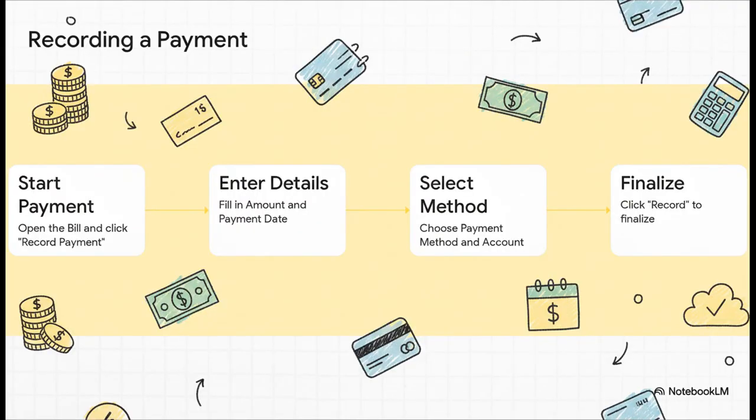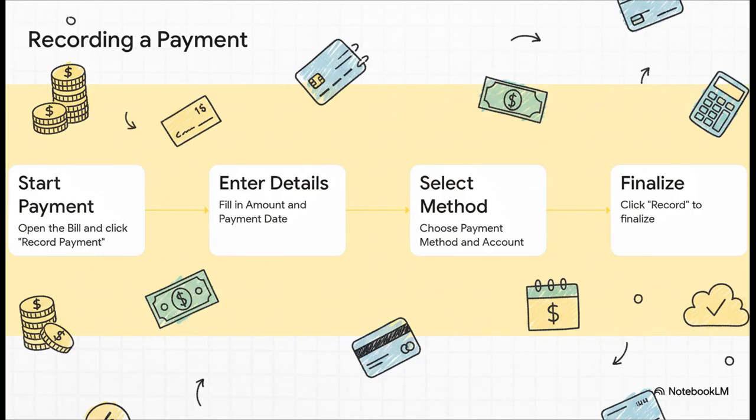Okay, so you've paid the bill. The final step is to close the loop, and it's super simple. All you do is open up that bill, click Record Payment, and fill in the quick details. How much did you pay? When did you pay it? And which bank account did the money come out of? You fill that in, click Record, and bam! That bill is officially marked as paid.